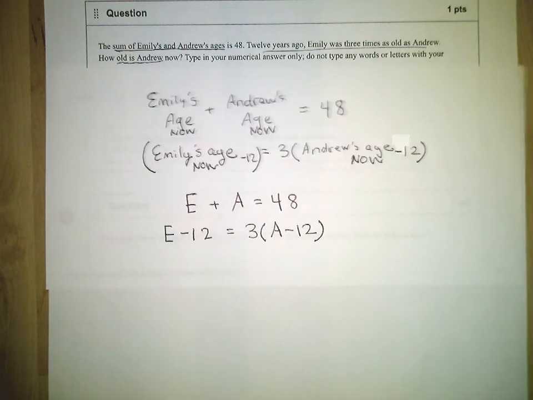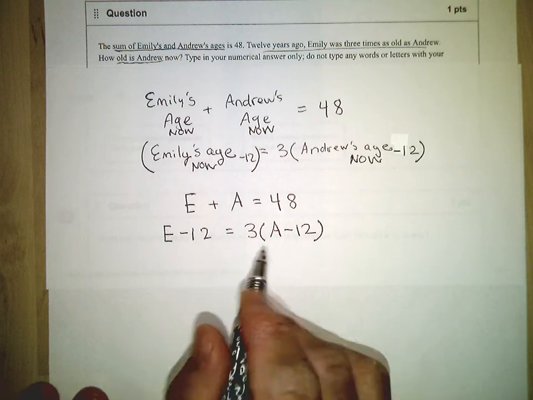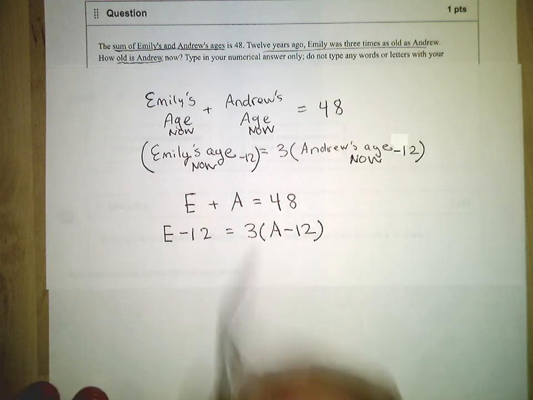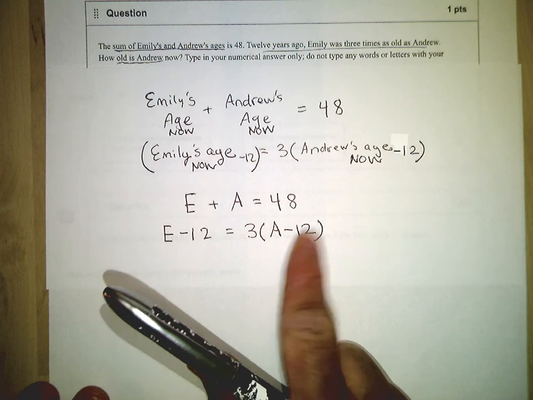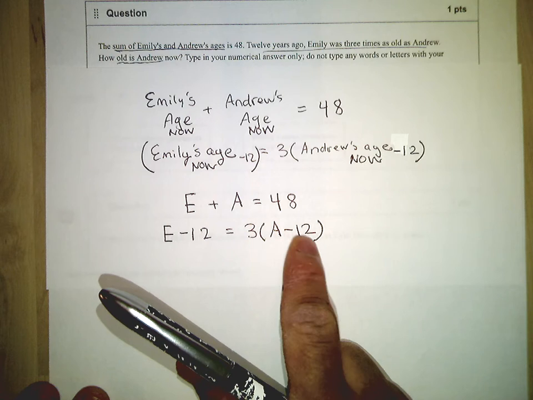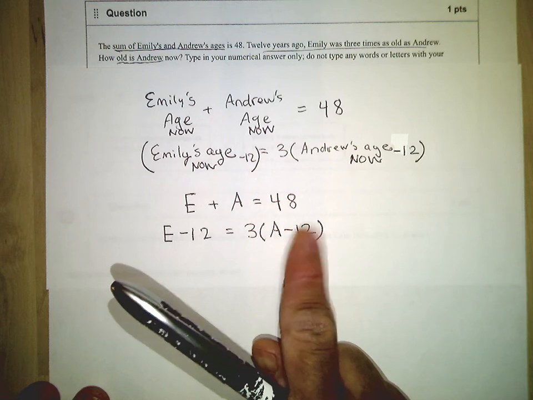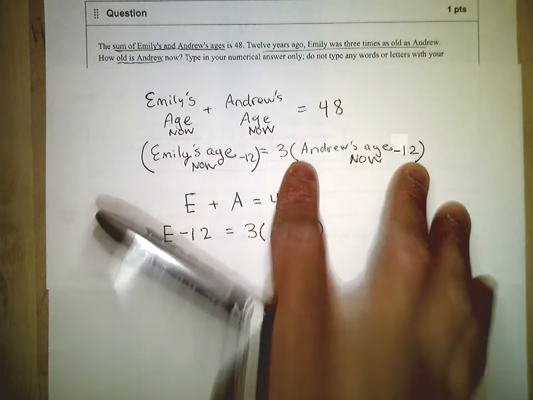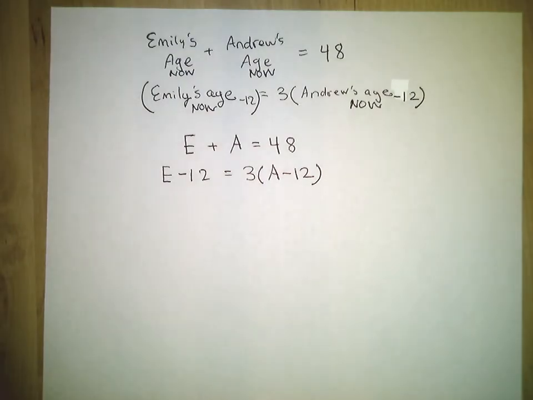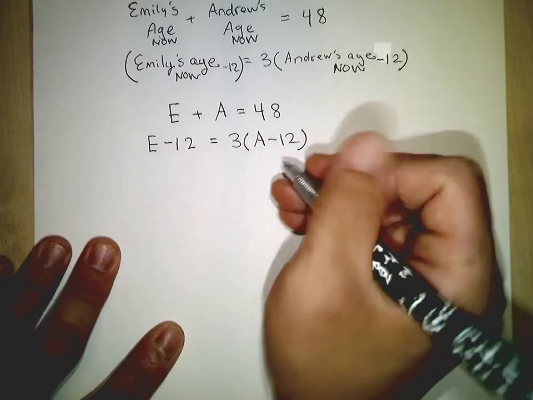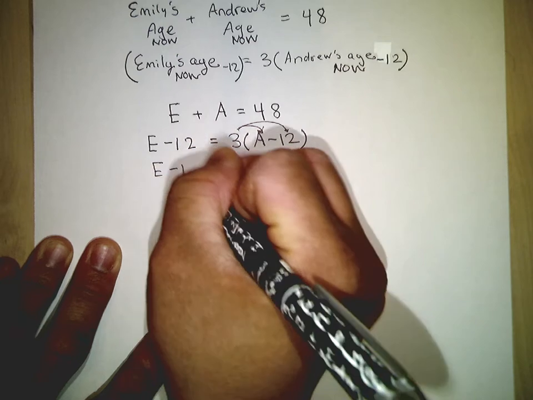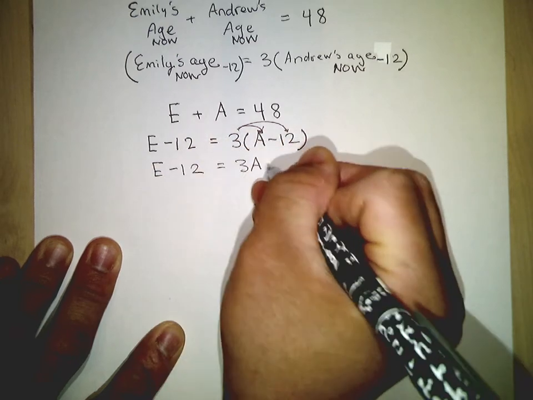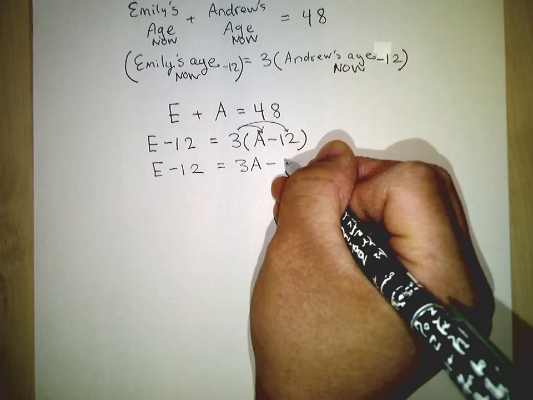All right, remember one thing that really is important is to make sure that you put the parentheses around what Andrew's age was, right, 12 years ago, because I'm writing it as a minus 12. All right, so now let's go ahead and distribute the 3 here. So E minus 12 is 3A minus 36.